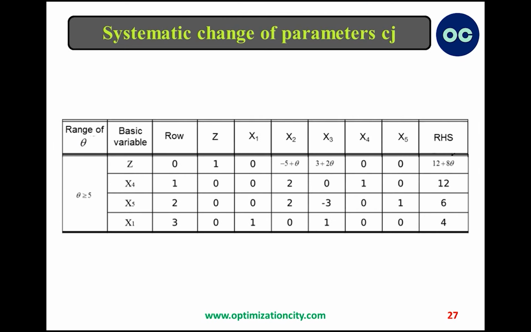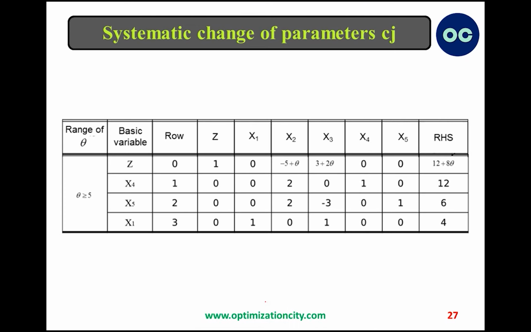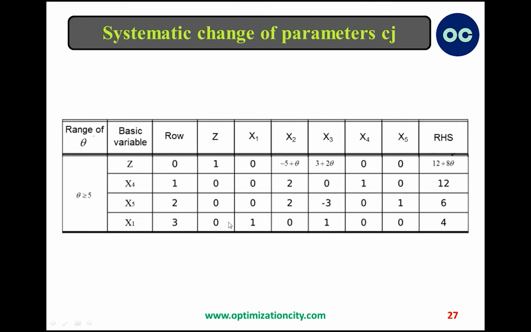So if theta becomes greater than 5, we choose x5 as an incoming basic variable. And a new optimal solution is obtained using the simplex method. The updated simplex table with x5 entering the base and x2 leaving the base determined by the ratio test is as follows. As seen here, as we increase theta greater than 5, we have this table.